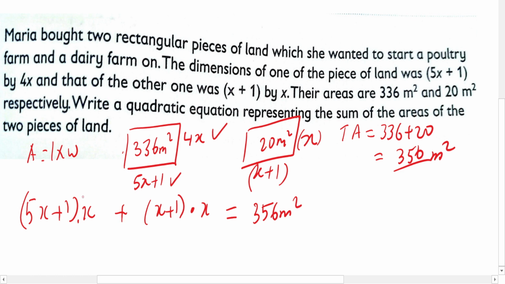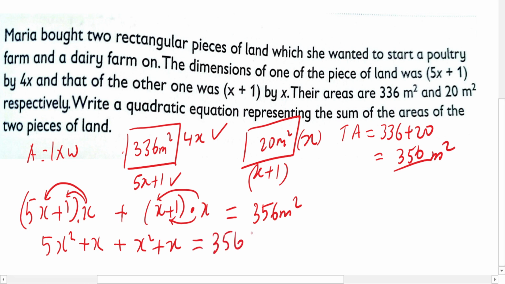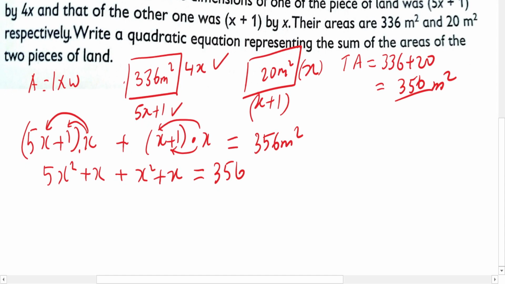Now let's multiply. You take x times 5x, which gives you 5x squared, and x times 1, which gives you plus x. The same thing: plus x times x gives you x squared, and x times 1 gives you x. So that is going to give you 356.